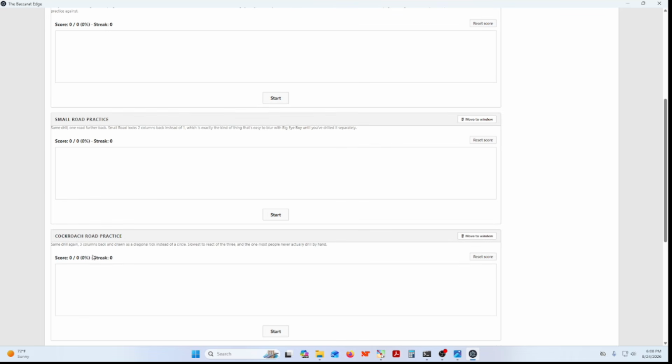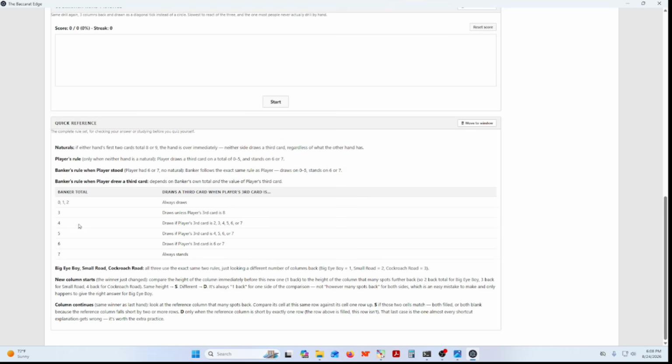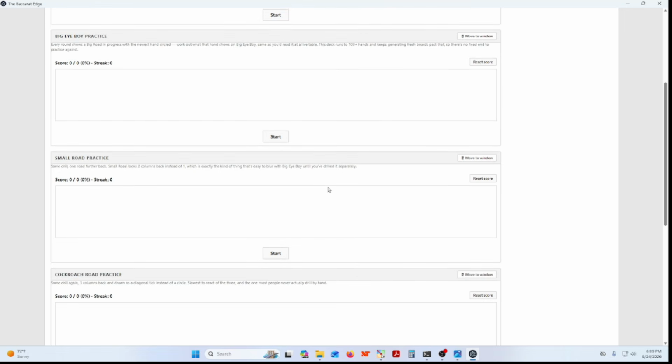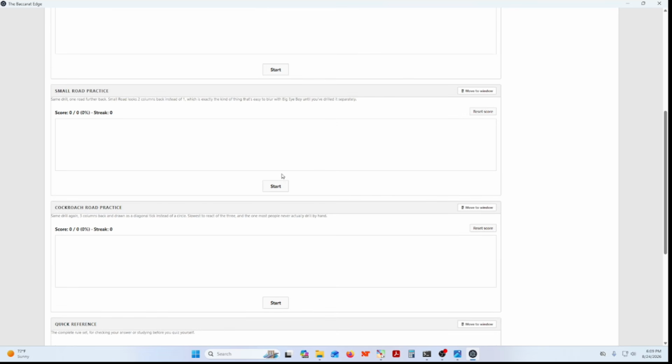And then here's the thing I like, because I needed this personally for me. Big eye road practice, small road practice, cockroach road practice. You need to understand these three roads. You have to have a basic understanding. And here are the rules for those roads. Here are the rules for drawing, and here are the rules for the road. And you can practice. It's going to give you an unlimited amount of questions if you continue to ask. It doesn't have a limit. But you get in enough practice so you can identify them real fast.